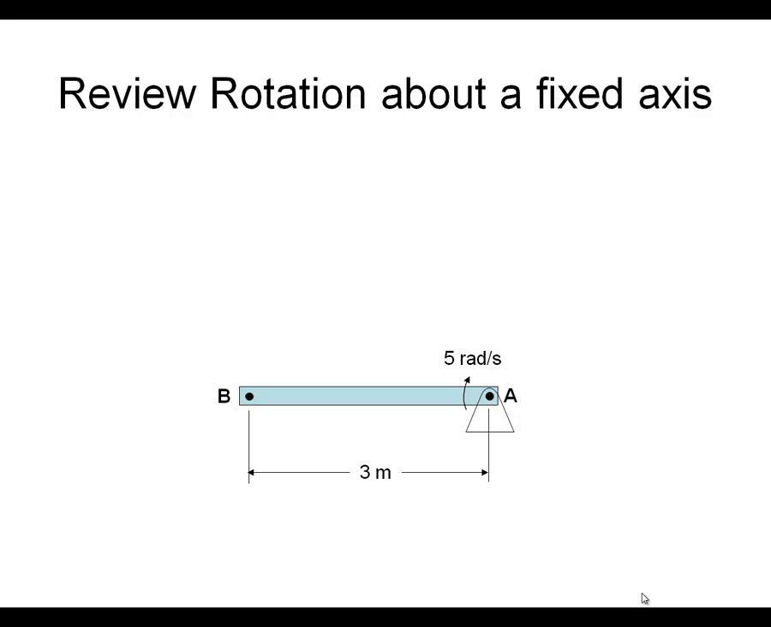Now let's review rotation about a fixed axis. If I have this rod BA rotating about point A at 5 radians per second, determine the velocity vector of point B. Well, of course, velocity magnitude is omega times r. In this case, it's 5 times 3, which is 15, and we know that that's in the j direction, just because we look at it and we know it's moving directly upward.